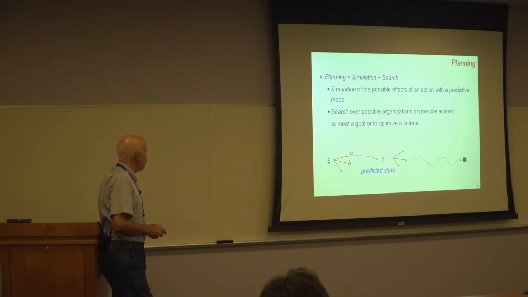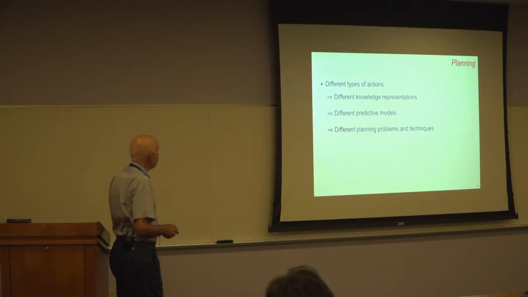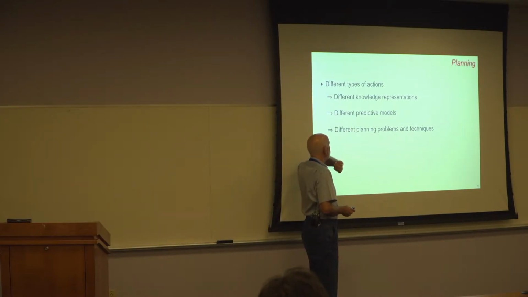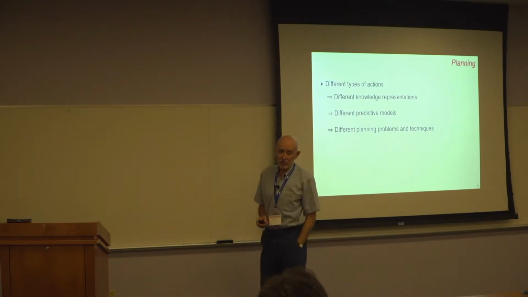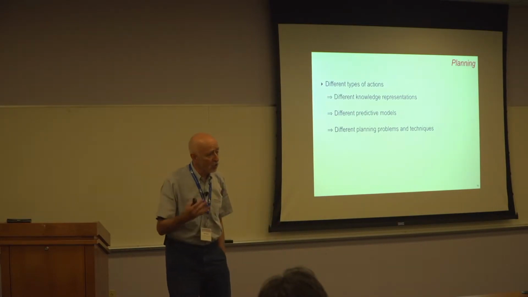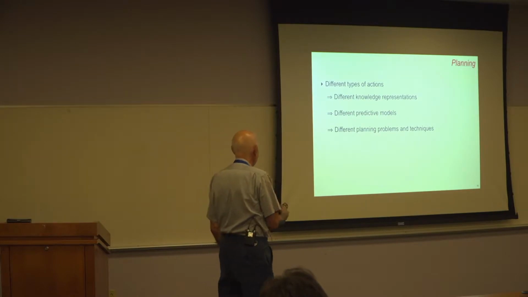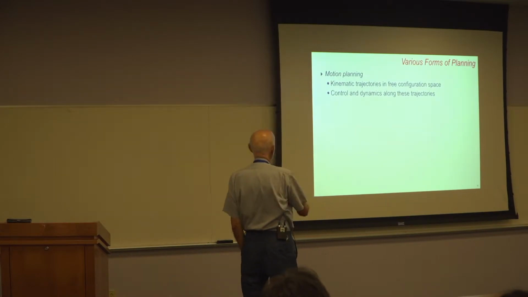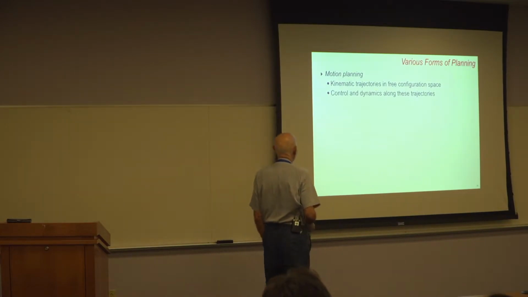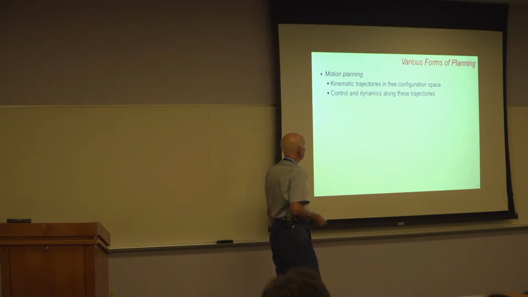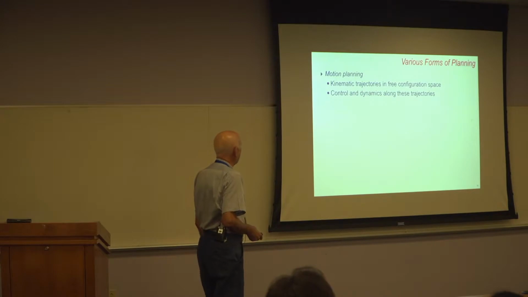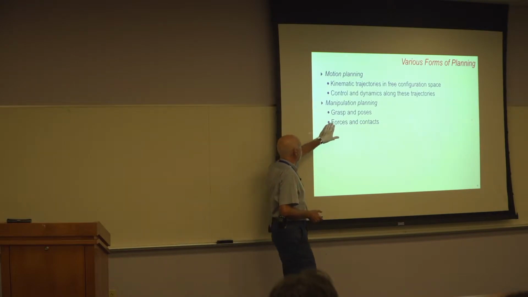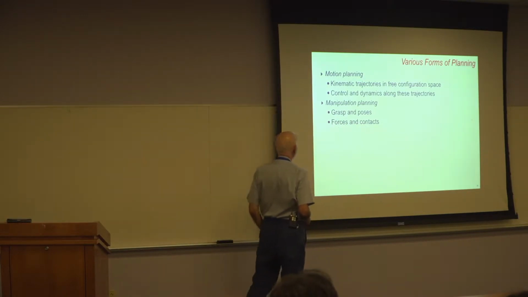It is a very broad picture about planning, but you have to consider that you have different types of actions that involve different knowledge representations, that have different predictive models, that lead to different planning problems and techniques. And this is particularly the case if you combine motion manipulation planning and task planning. So you have to combine these kinds of things. Different types of actions. Motion planning deals with kinematic trajectories in the configuration space. I'll detail that, and it deals with control and dynamics along these trajectories. Manipulation planning goes into grasping, poses, object, forces, and contact, and I'll illustrate that.